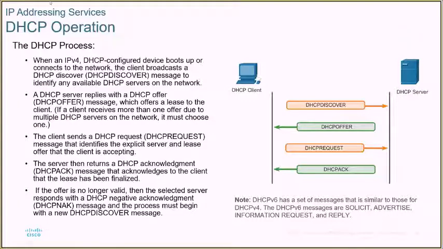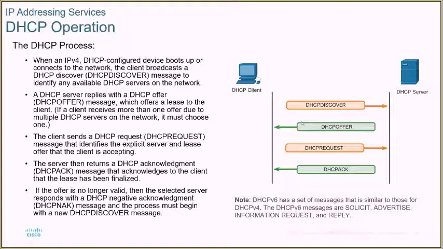With that DHCP discover message, if a server does see that discover, it will send what's called an offer. It says, hey, I've got an address for you, which offers a lease to the client. If a client receives more than one offer due to multiple DHCP servers on the network, it must choose one, normally the first one it gets.